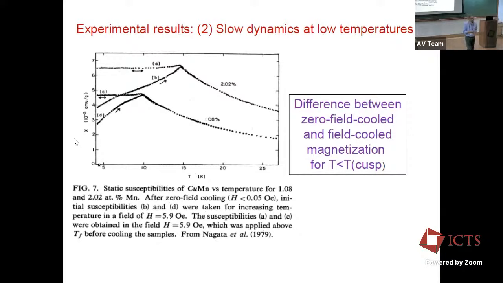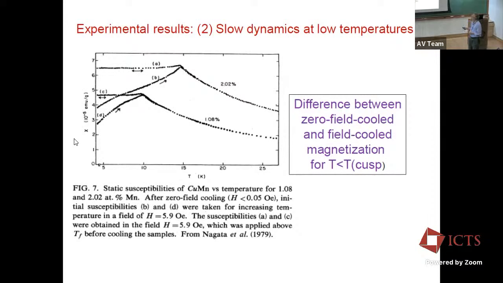So below TF, is the system in equilibrium? The idea is that the system would eventually reach equilibrium, but it takes much longer than the time scales available in the laboratory. What would happen is that, if I do this experiment, where I cool in zero field and then apply a field, you will get some magnetization. But then you keep the field constant at that value and do the measurement one day later, you will see a slightly higher magnetization.